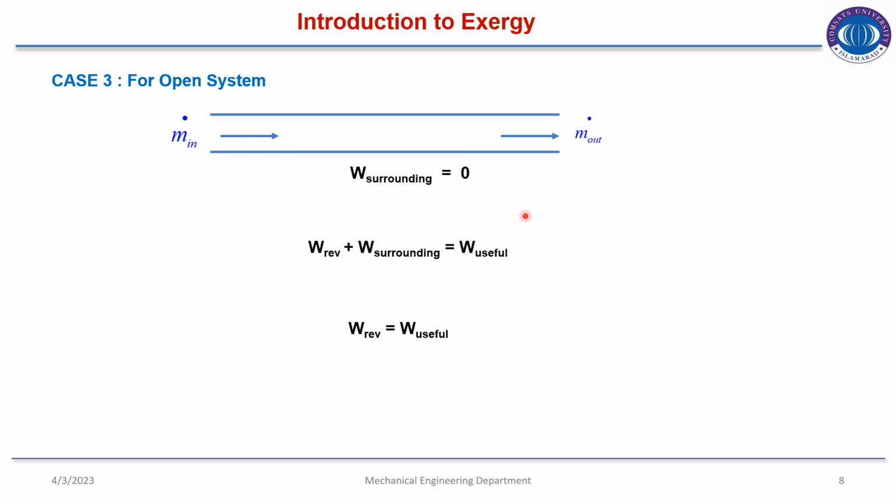If you compare it with the previous example, that was a piston cylinder system and atmospheric pressure was exerting on the piston. Now there is no surrounding work. So W reversible plus W surrounding is W useful, that is the main equation, and as W surrounding is equal to 0, W reversible is equal to W useful. So all the work on the moving fluid is equal to the W useful.